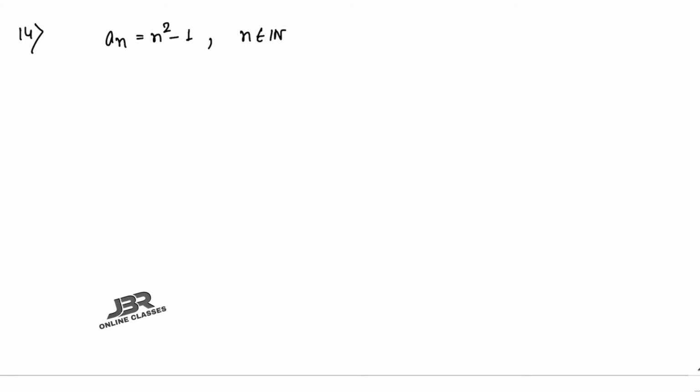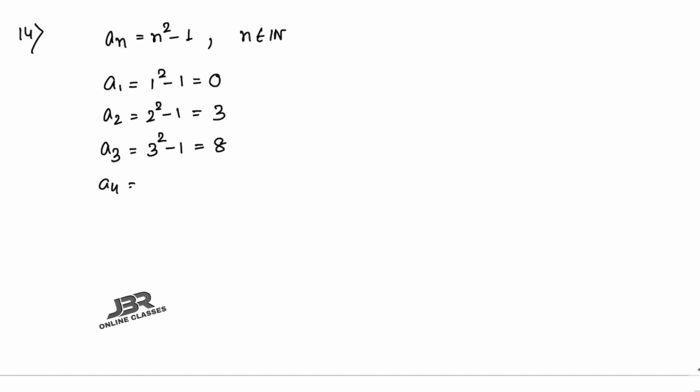Now next one, sum number 14. In the sequence, the nth term is an equal to n square minus 1, n belongs to natural numbers. Show that it is not an AP. It's a very easy problem. Suppose an equal to n square minus 1, then a1 equal to 1 square minus 1, that means 0. Then a2 equal to 2 square minus 1, that is 3. A3 equal to 3 square minus 1, that means 8. Then A4 equal to 4 square minus 1, that means 15.